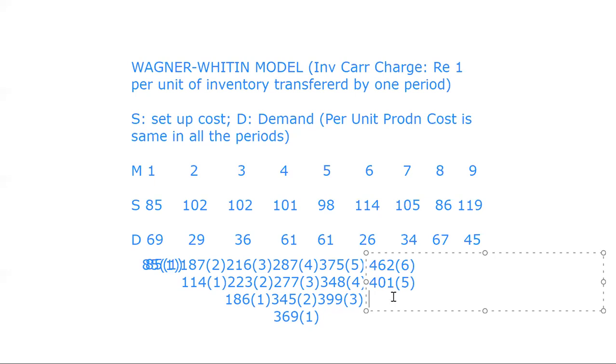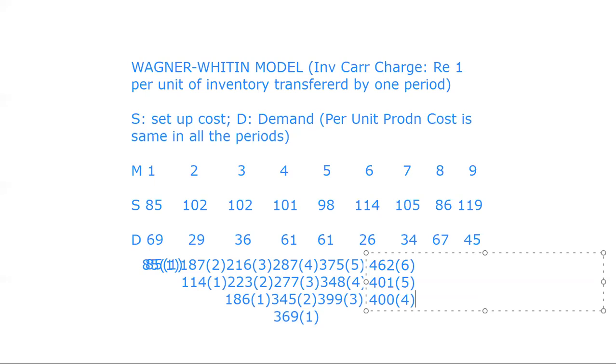Now I come down to the next one. What is my cost if I produce in period number 4? 348 plus 26 into 2, that is 348 plus 52, 400. Or the other way of looking at it, my total cost in period number 4 is 287 plus 61 plus 26 into 2, which is the same thing. It can be seen in many ways.